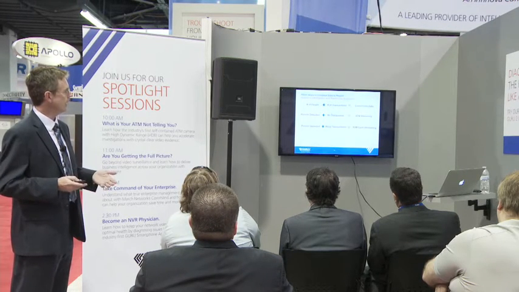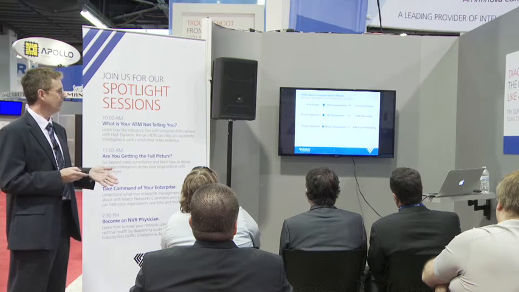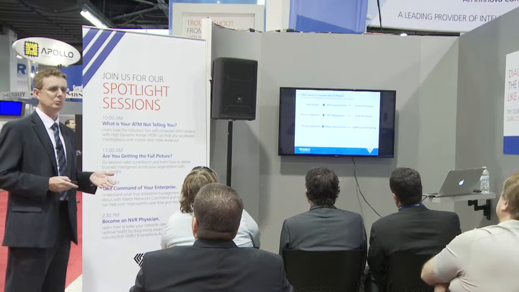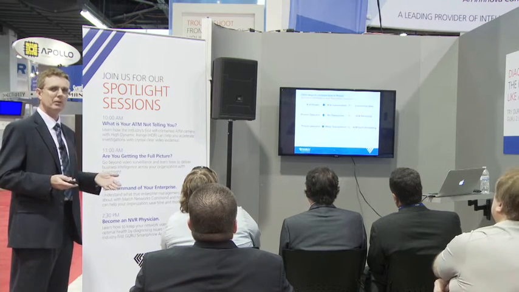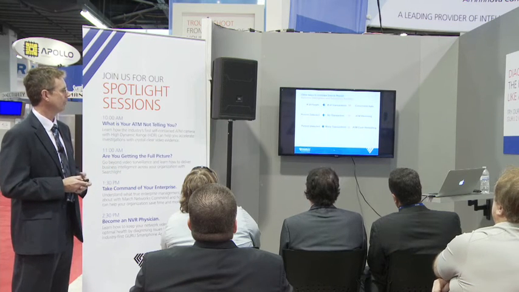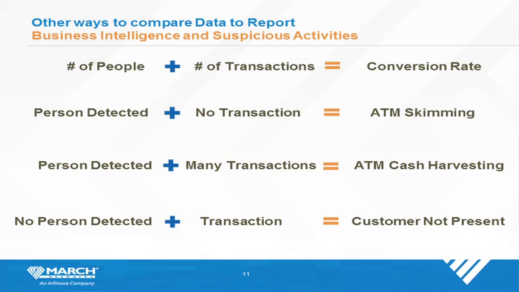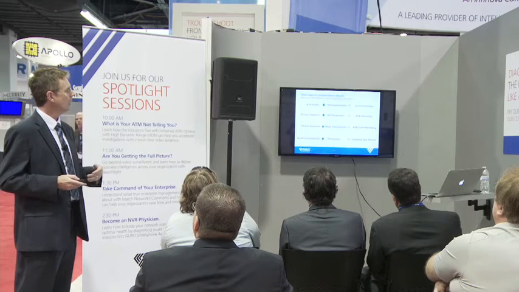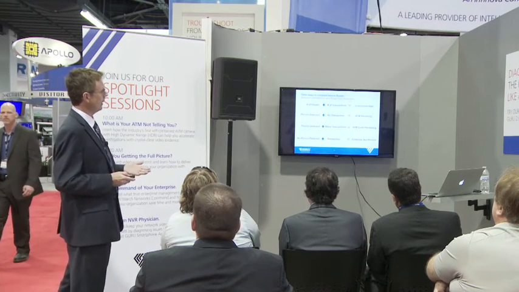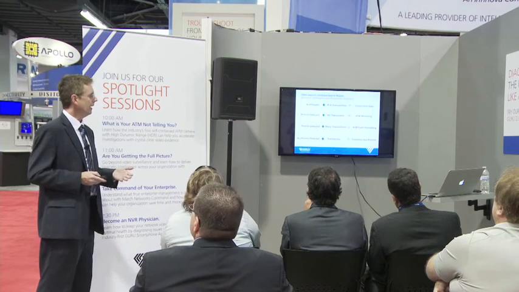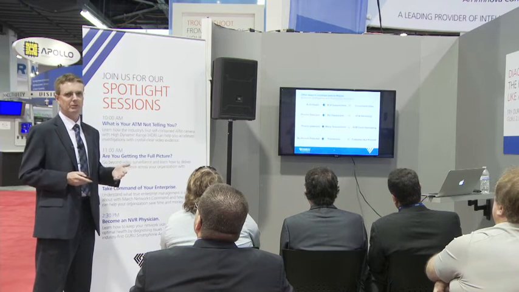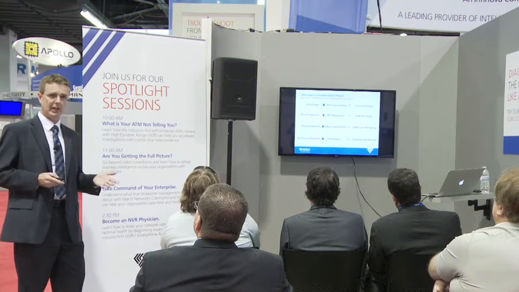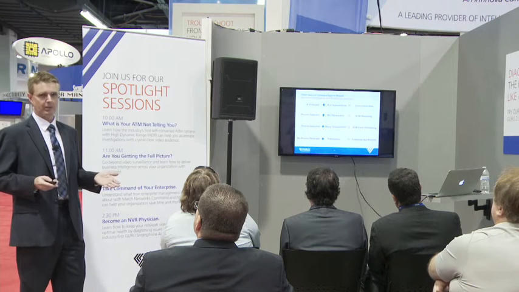The reverse is when I see one person at the ATM and they're doing multiple transactions with different cards. That might be a sign that someone's doing cash harvesting. And the last one, on the retail side, is there's no person at the register, so why is there a transaction going on? Is there something mysterious going on there? We ran into one situation where people started using our solution and they found a manager doing a return for a jacket, a $150 jacket, but there was no customer there at all.